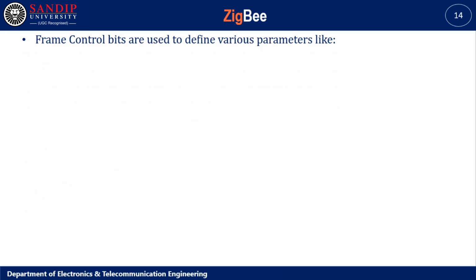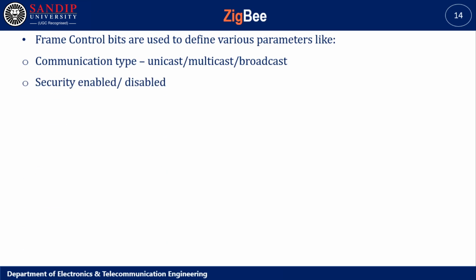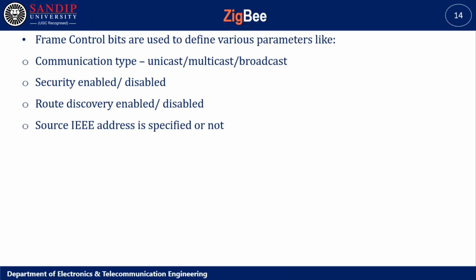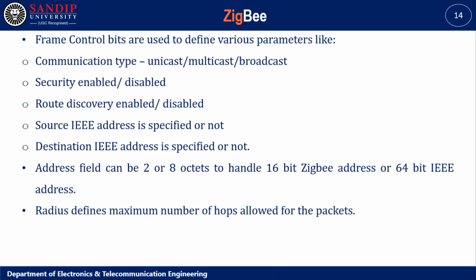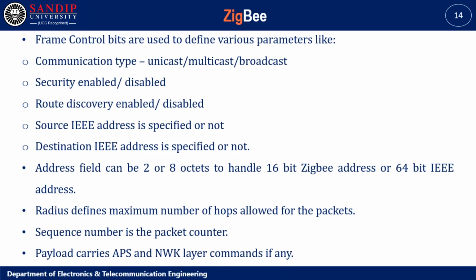Frame control bits are used to define various parameters like communication type, that is unicast, multicast, broadcast, security enabled, disabled, route discovery enabled, disabled, source IEEE address is specified or not, destination IEEE address is specified or not. Address field can be 2 or 8 octets to handle 16-bit ZigBee address or 64-bit IEEE address. Radius defines the maximum number of hops allowed for the packets. Sequence number is the packet counter. Payload carries the APS and NWK layer commands, if any.